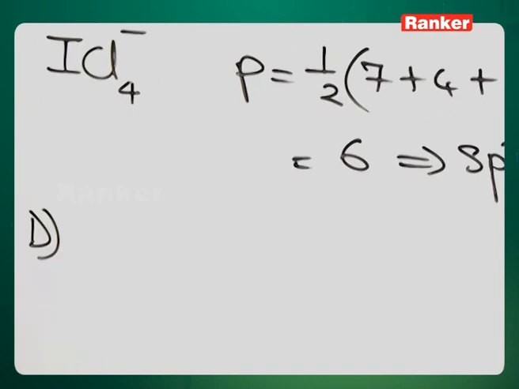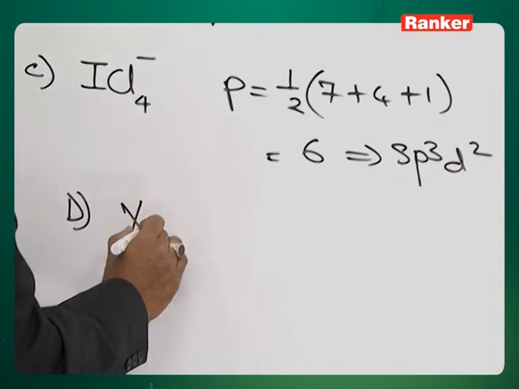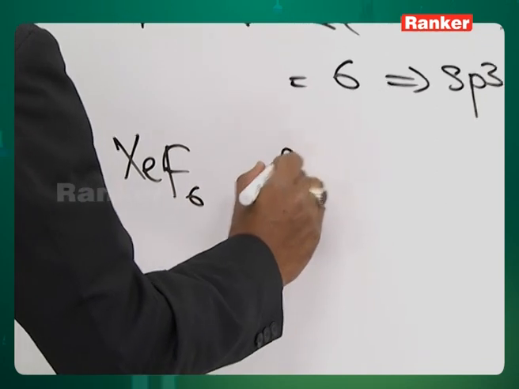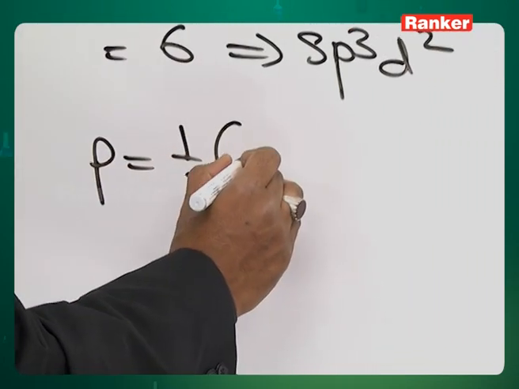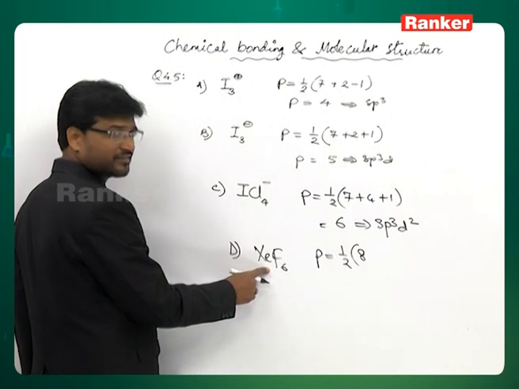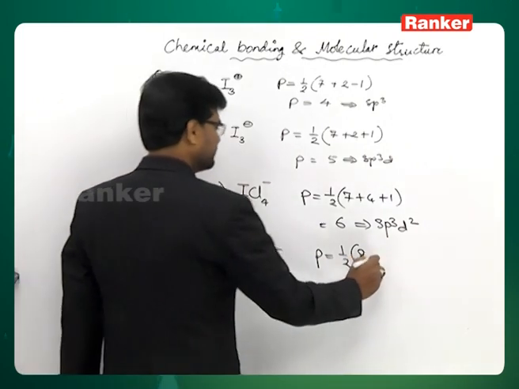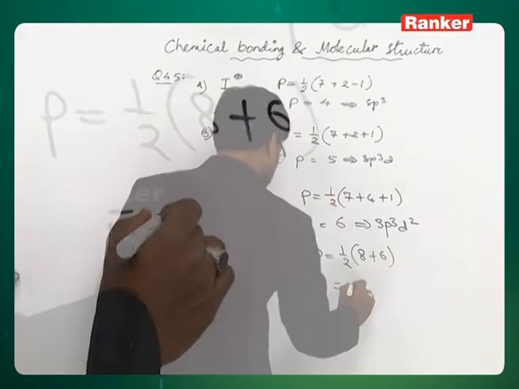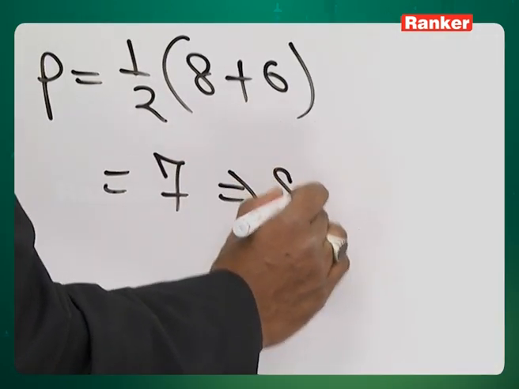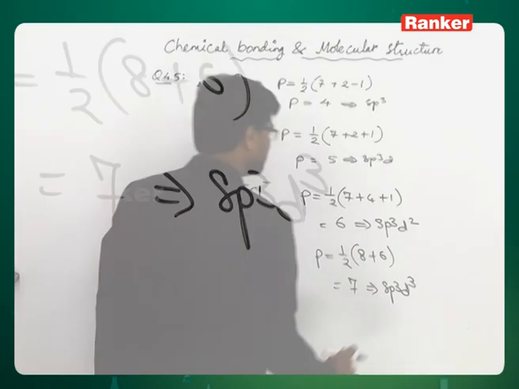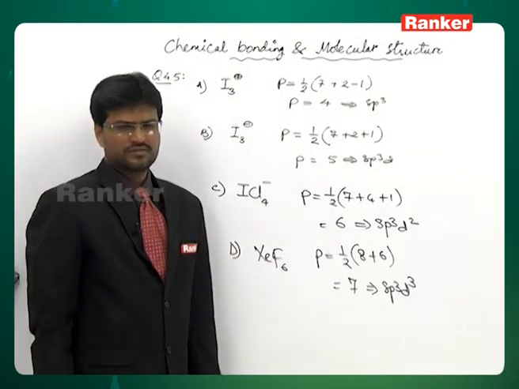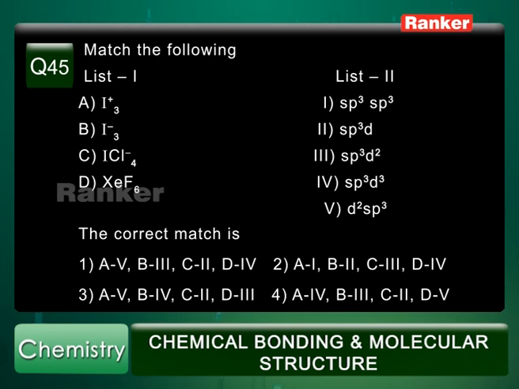Now, the last one D, that is XeF6, xenon hexafluoride. Apply the same formula, P equals to half into 8 this time, because number of valence electrons in xenon are 8 plus 6 surrounding atoms, it comes to 7. You take it as sp3d3 hybridization. So, the correct answer for this question is second option. A is sp3, B is sp3d, C is sp3d2 and D is sp3d3.